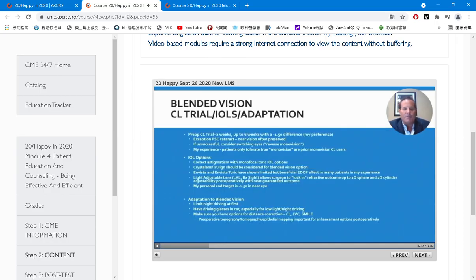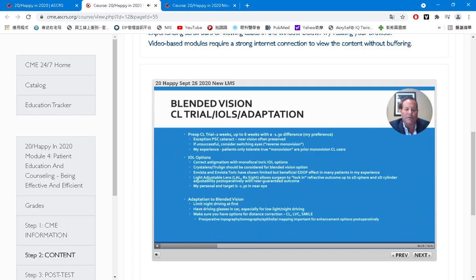Blended vision, in terms of doing a pre-op contact lens trial, it's not my favorite. If you do, maybe do a -1.5 difference. I would say longer than 2 weeks. If you can get away with 6 weeks, it works. But somebody with a PSC cataract already has near vision often preserved, so it may not be the best way to determine if they're going to succeed. But in my personal experience, the patients who really tolerate true monovision or blended vision with a lens implant are those who are prior monovision contact lens users for years.